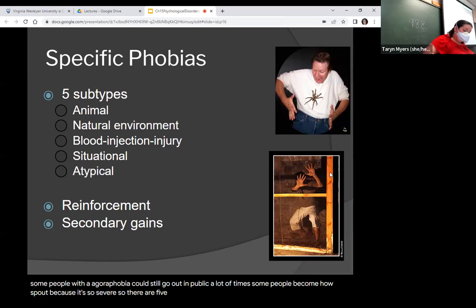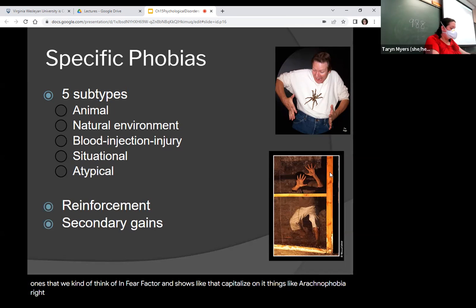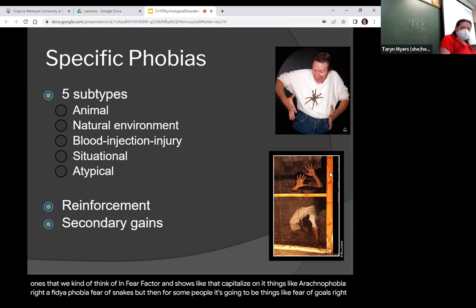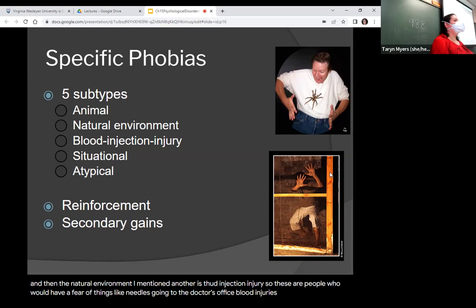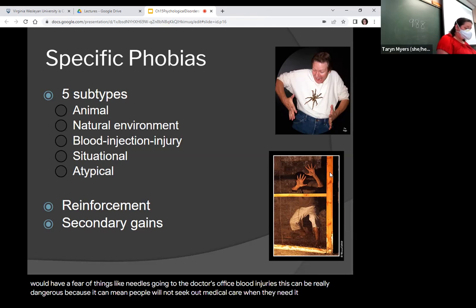So there are 5 subtypes of those specific phobias. Animal, again, are the ones that we think of, and shows like Fear Factor capitalize on it. Things like arachnophobia, right? Ophidiophobia, fear of snakes. But then for some people, it's going to be things like fear of dogs, right? And then the natural environment I mentioned. Another is blood injection injury. So these are people who would have a fear of things like needles, going to the doctor's office, blood injuries. This can be really dangerous because it can mean people will not seek out medical care when they need it.